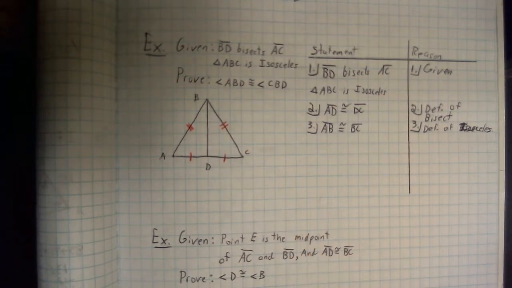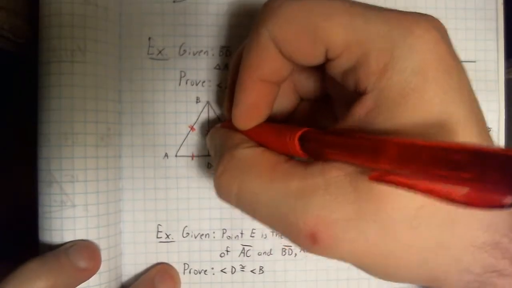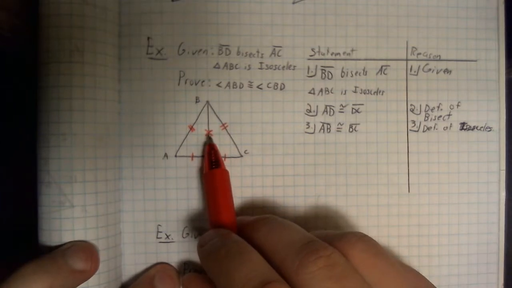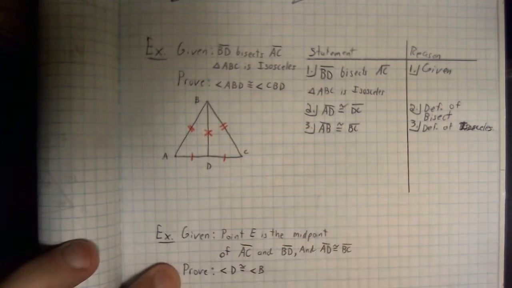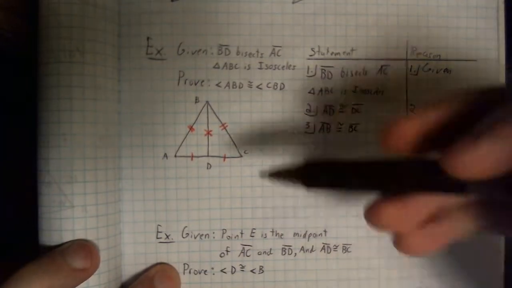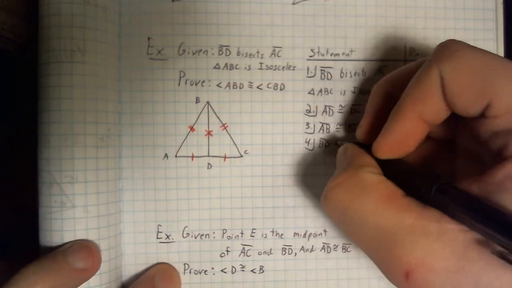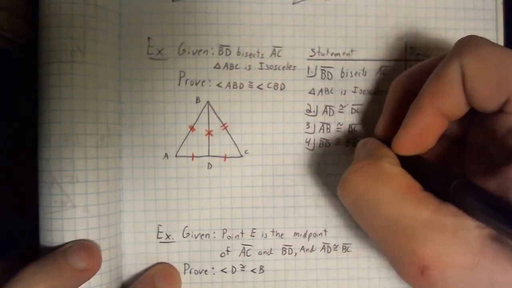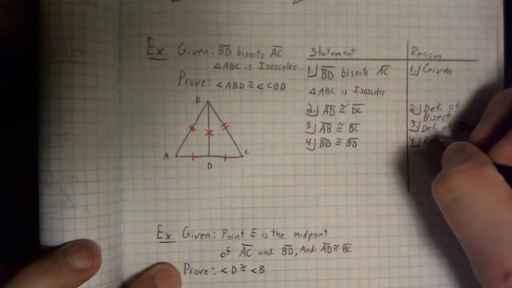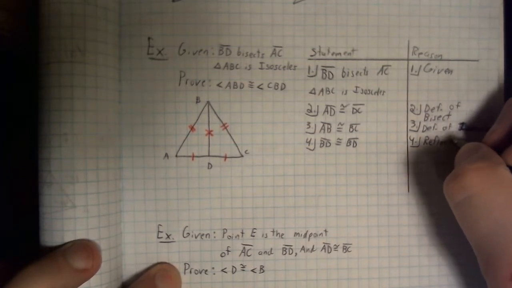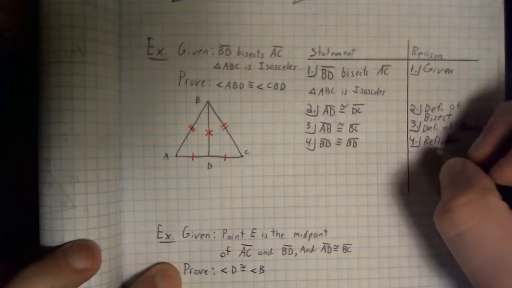Now, how am I going to get that? The reflexive property. Reflexive property tells us that a piece is congruent to itself, meaning BD is congruent to BD. BD is congruent to BD, which is itself, and we said that that was the reflexive property.